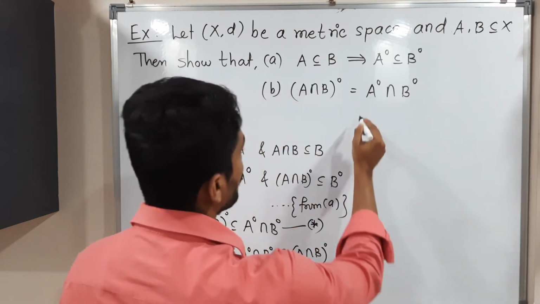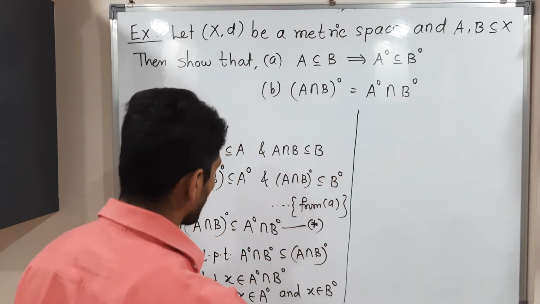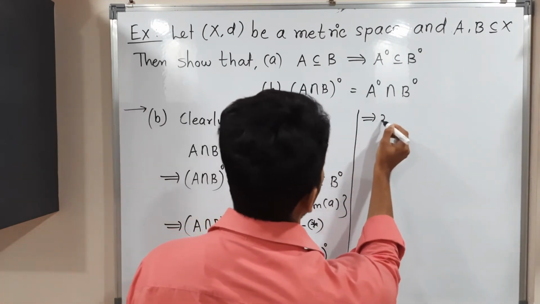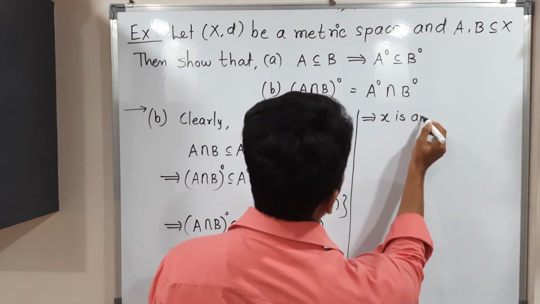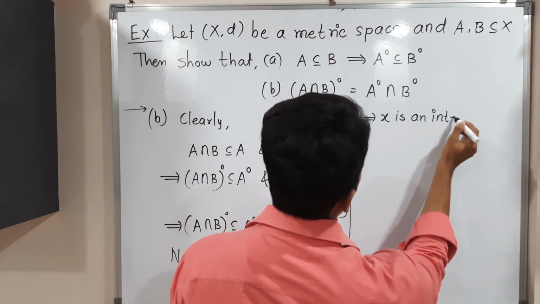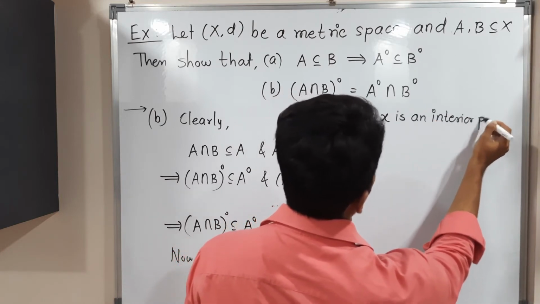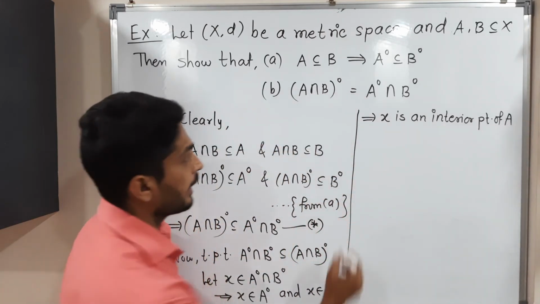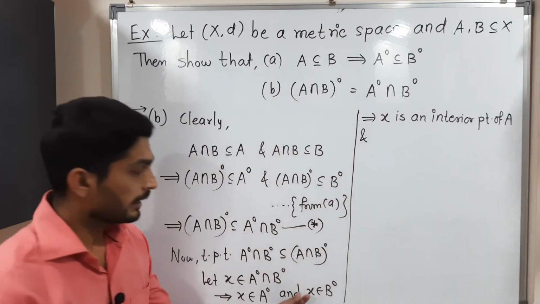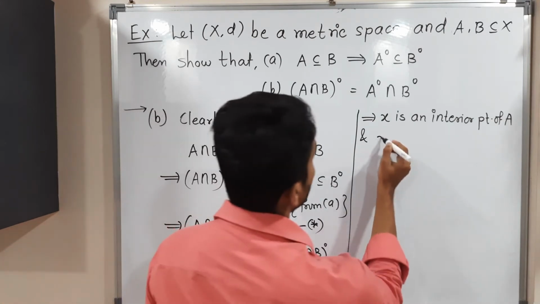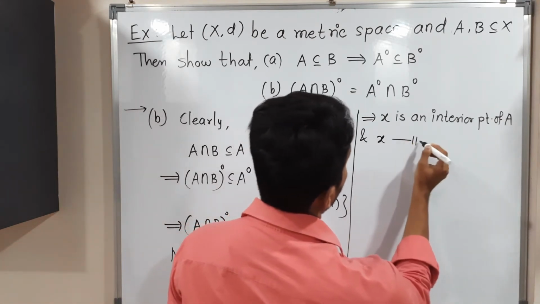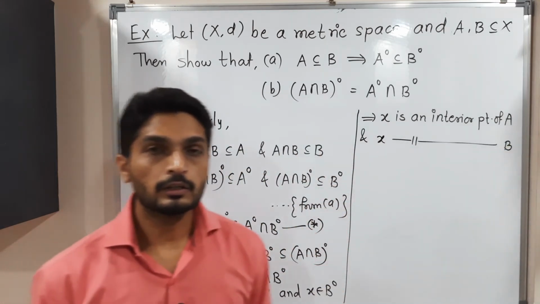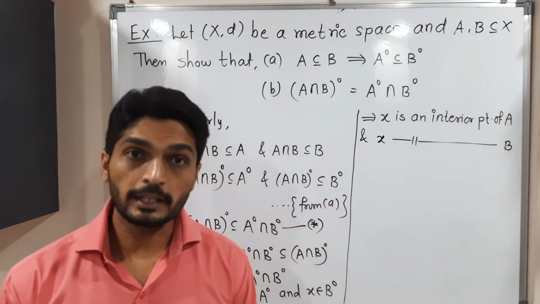So we will have more space to write. Okay. See, X belongs to A interior. That means X is an interior point of A. This thing we have. And X belongs to B interior means X is an interior point of B. You remember the definition of interior point?